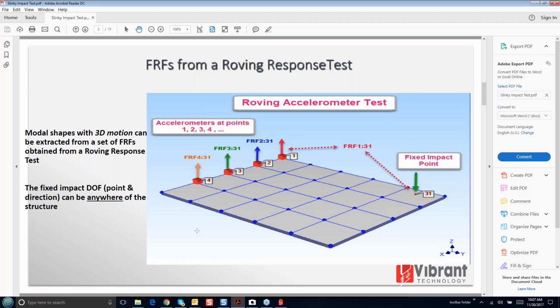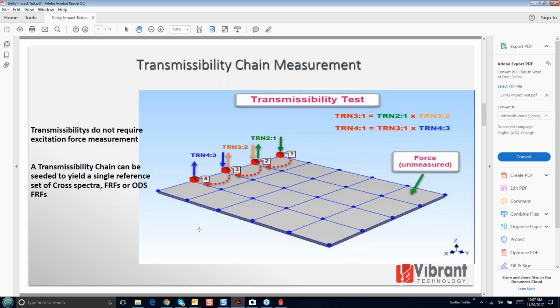And of course, if it's a triaxial accelerometer, then you're going to measure 3D motion of the machine or structure as you move it. So that's an advantage of doing a roving response test. Here is the transmissibility chain measurement process. This requires a two-channel analyzer, and so we're simultaneously measuring the response of two accelerometers, or other sensors. We're not measuring the force in this case.